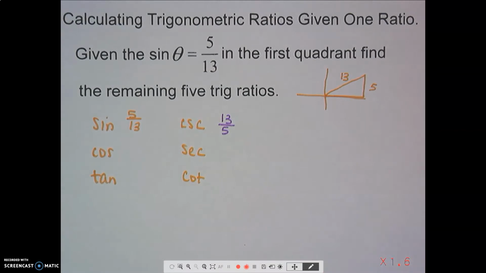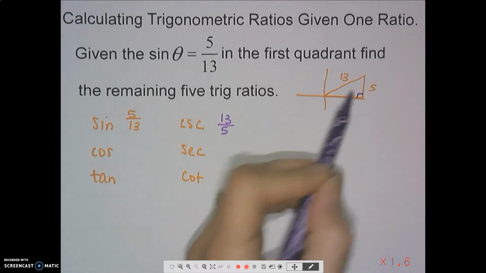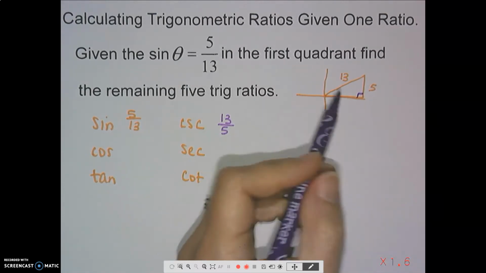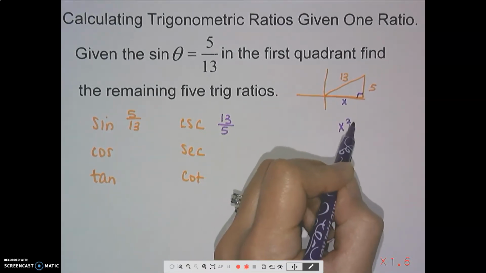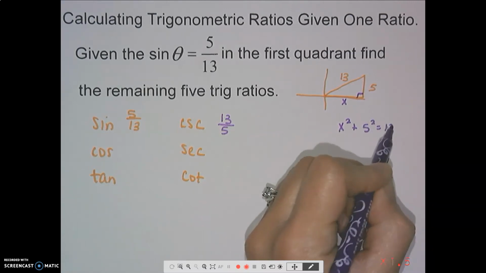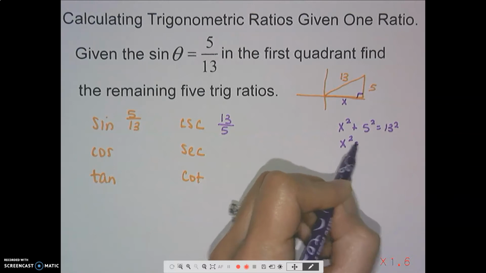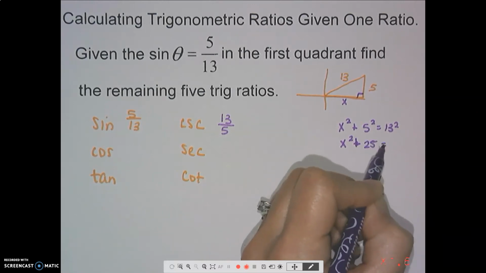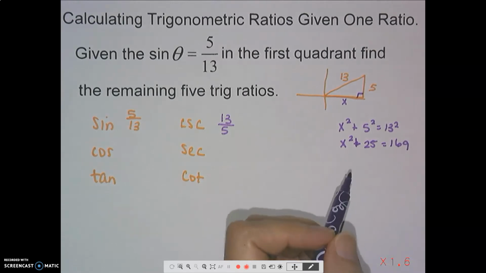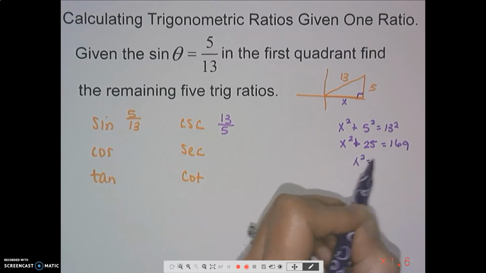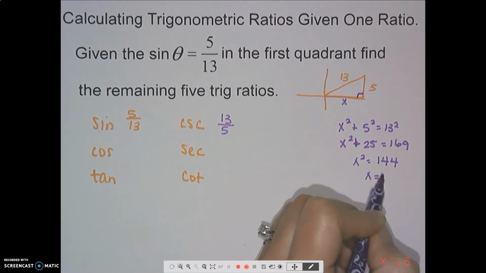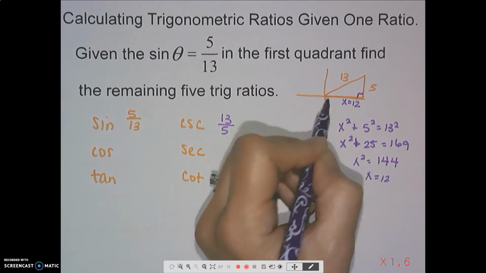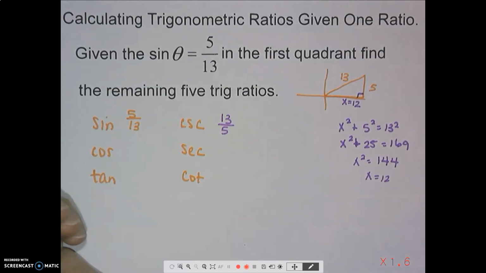Now we have to figure out what we're going to do to find the rest of this. That means we do have a right triangle here, and we have to figure out the third side of the right triangle by using the Pythagorean theorem. So this is the x. We would have x squared plus 5 squared equals 13 squared. That would give us x squared plus 25 equals 169. This is where your perfect squares come into play. If we subtract 25, x squared equals 144, so x is going to equal 12. So that side right there is 12, and we are in the first quadrant, so that x would be positive.